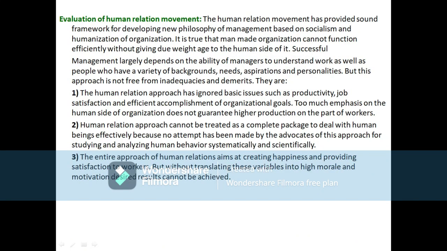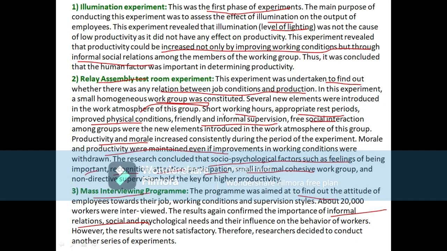Then, after this we have the bank wiring system also. This is also another important experiment, which I have not written here. But after the mass interviewing program we will have the bank wiring observation room experiment. So what does this study say?